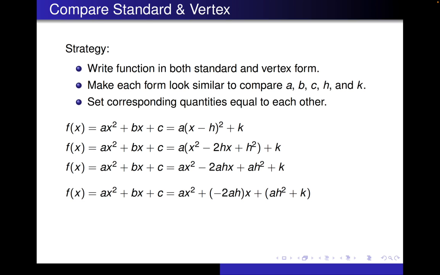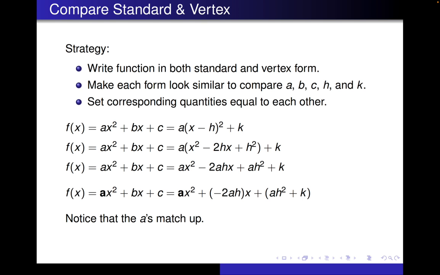And then I'm going to go ahead and group those together so that you can see how they look in standard form. So now both sides are actually in standard form. On the right-hand side, we get the coefficient of x squared is a, the coefficient of x is negative 2ah, and then the constant term is ah squared plus k. Notice that the a's match up, right? In both versions of that formula, you get a times x squared. So as I promised, the a in standard form and the a in vertex form are literally the same number.